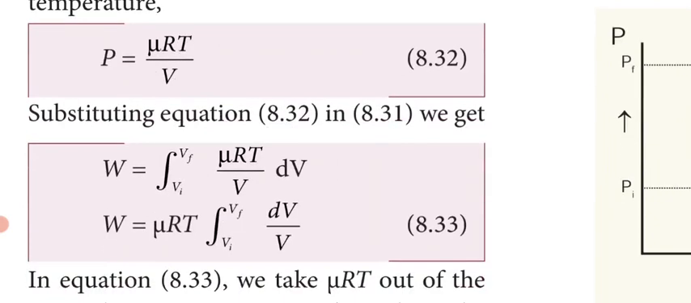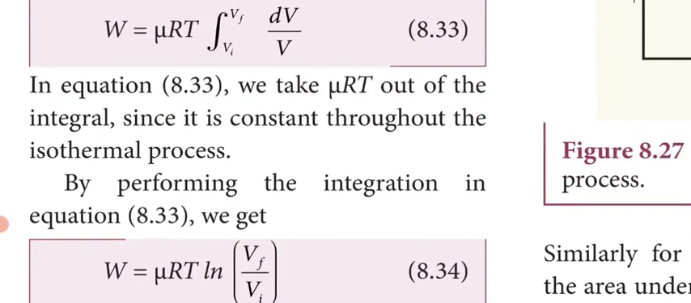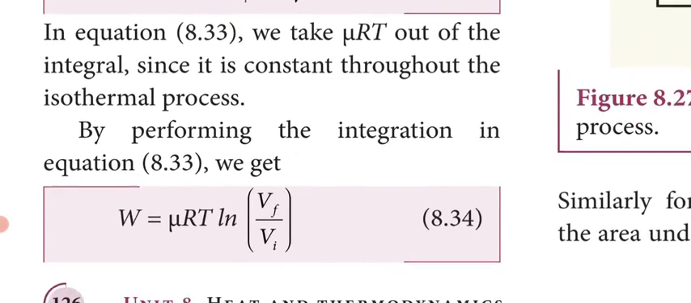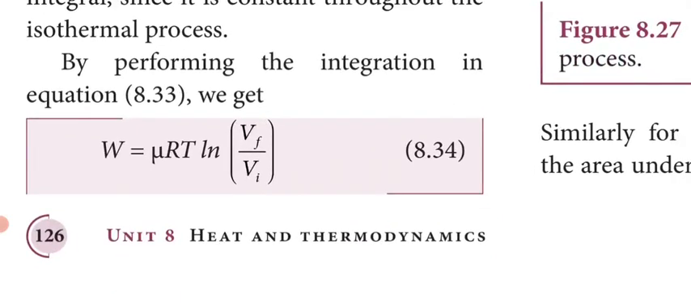P is equal to mu RT by V. So W is equal to the integral from Vi to Vf of mu RT by V dV. Mu RT is a constant, so we take that out, leaving the integral from Vi to Vf of dV by V. We take mu RT out of the integral since it is constant throughout the isothermal process. By performing the integration, we get W is equal to mu RT natural log of Vf by Vi.